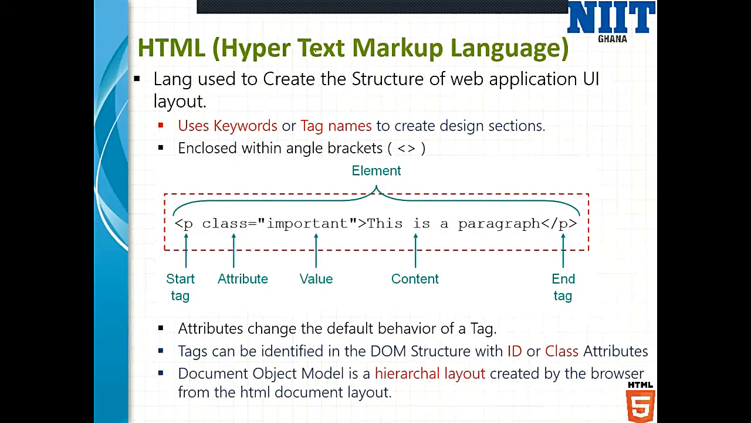So the first language that we have in our front-end design, because we are talking about front-end today, is HTML. HTML stands for Hypertext Markup Language. It's basically a language used to build the front-end UI for the applications that we build. It's built based on something called tags. A tag looks something like this. It has a starting portion, it also has an ending portion, and it contains a content part.